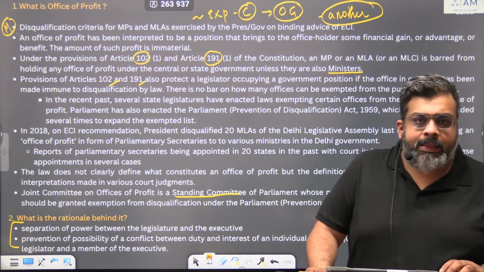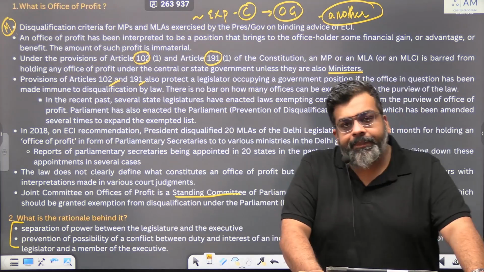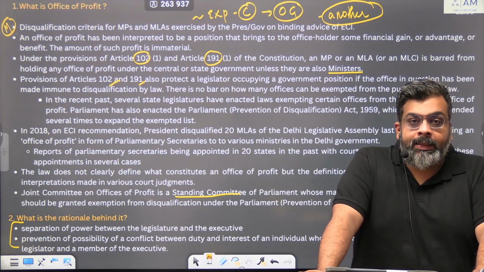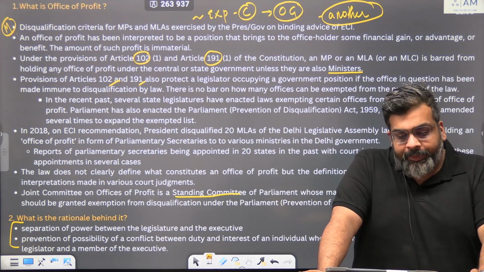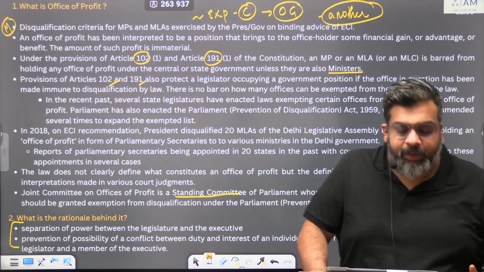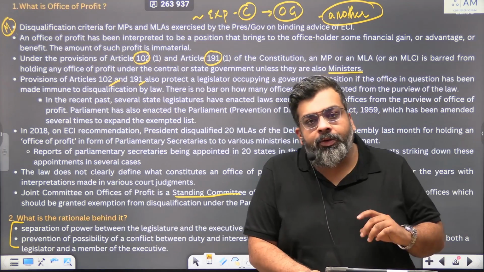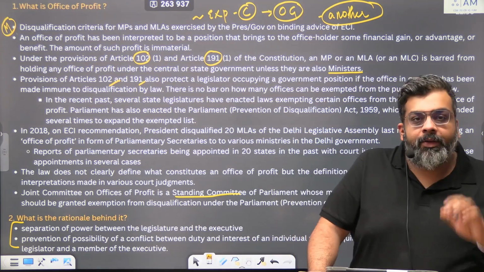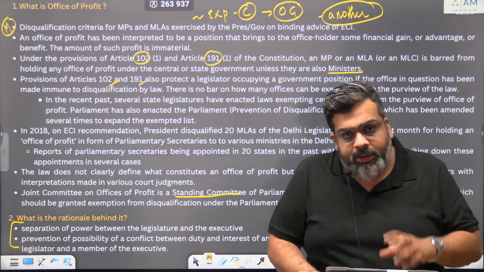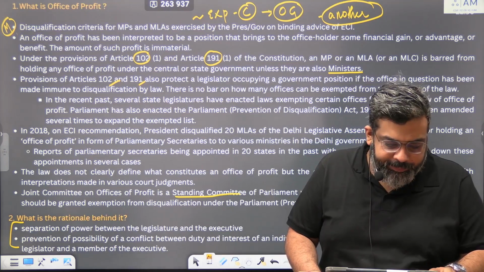The office of profit as a concept tends to serve two very simple principles. First is that separation of powers must be non-negotiable, to the best of your ability, between the legislature and the executive. And second, prevention of the possibility of a conflict between the duty and the interest of an individual who is required to perform the role both of a legislator and a member of the executive, which primarily tends to mean conflict of interest. And as a consequence of this, you have given birth to the idea of what is called office of profit.